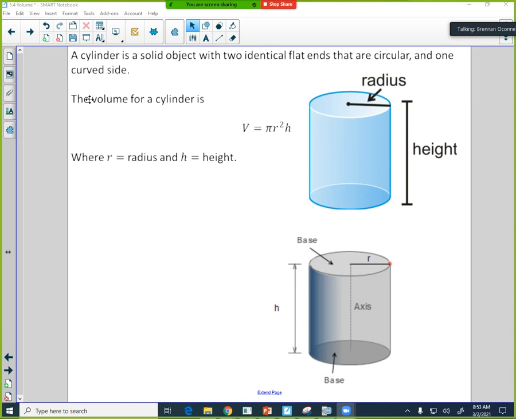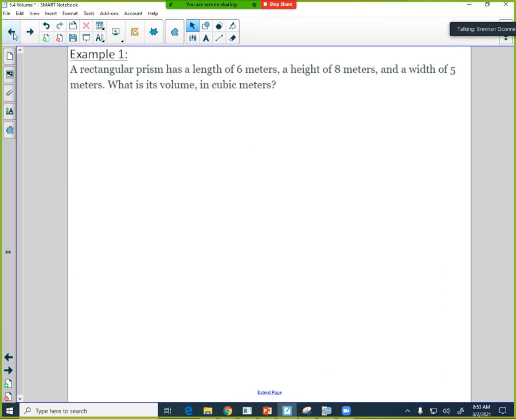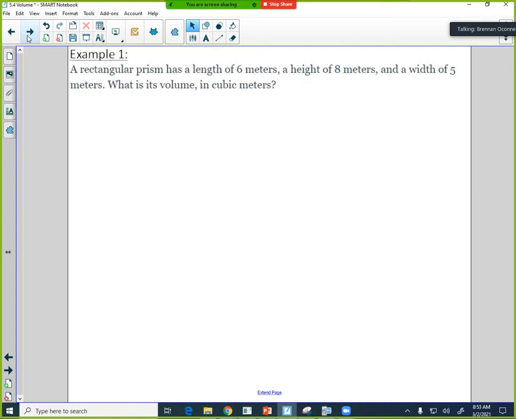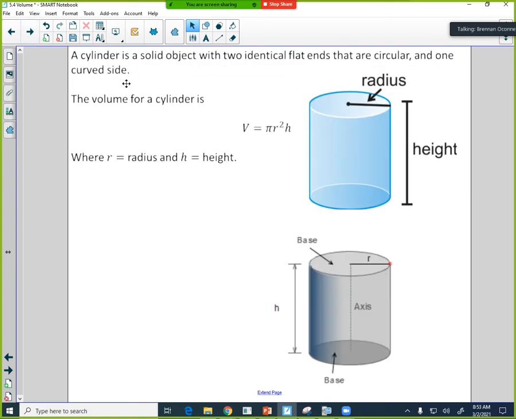And the volume for a cylinder, I had a typo yesterday, by the way. The typo was right here. I said the area for a rectangular, and I put A, but it should be volume and V for volume. But here I have it right.